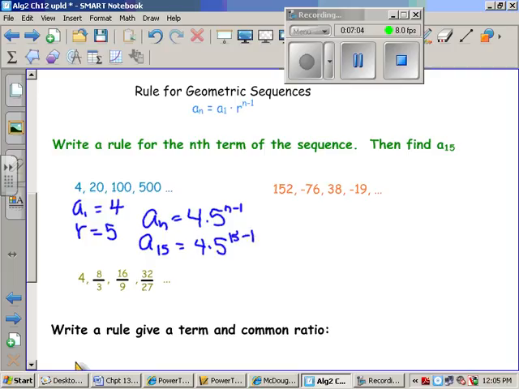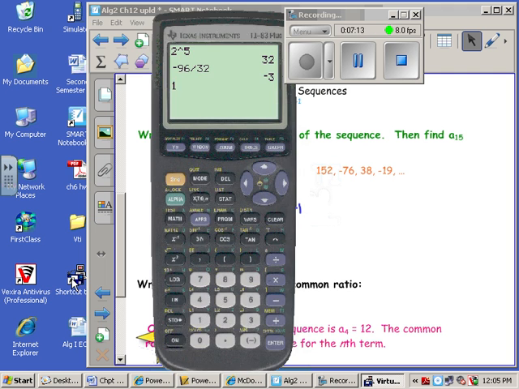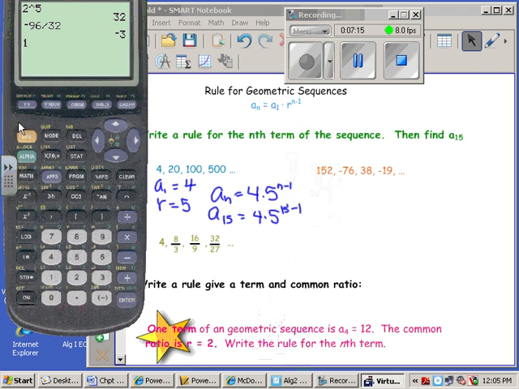All right, so just be really careful with parentheses here, guys. Whoa. That was magical. What? The calculator disappeared.